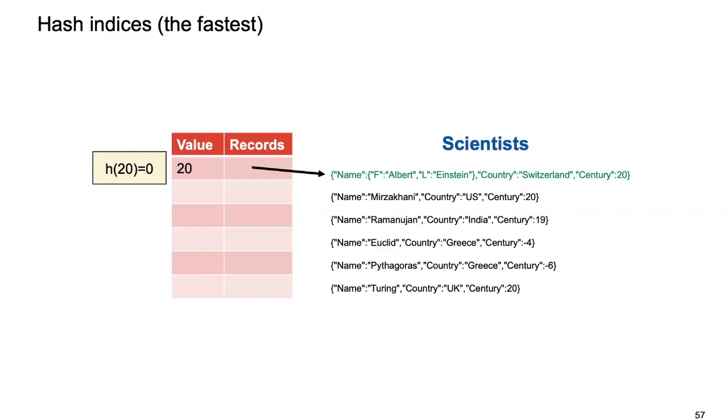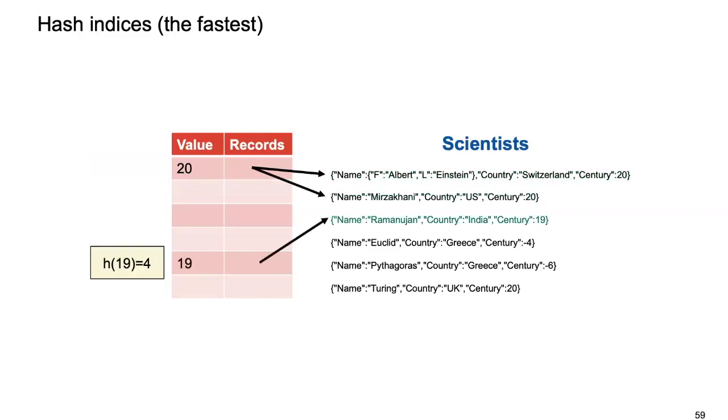So then we have the second one. We're just building our index now. The second one, Mirzakhani, 20th century, Fields Medal, and Ramanujan, 19th century, spits a 4, the h function. I don't know why. It's just based on whatever formula you put in there. It can be pretty much anything.